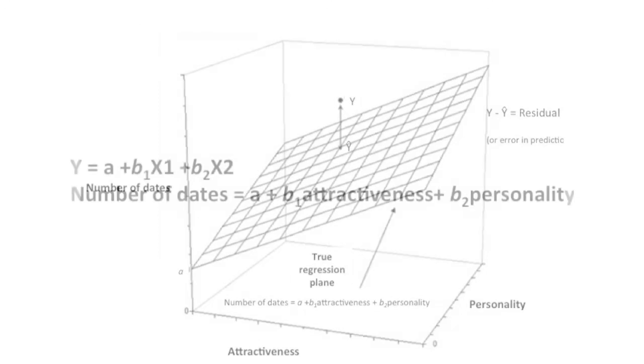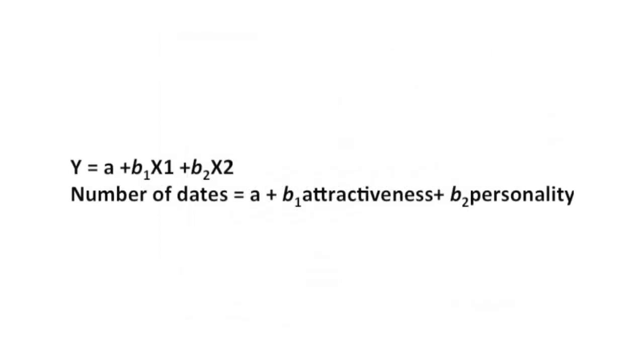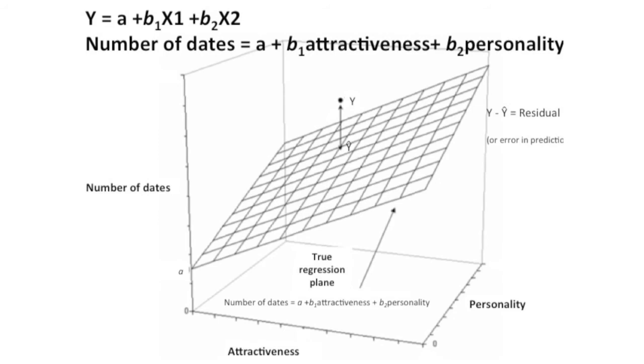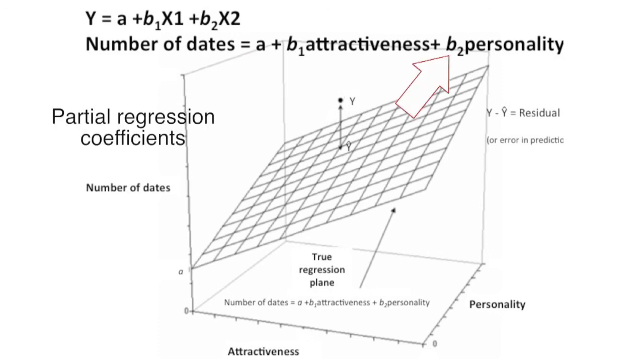So when we're looking at the equation, number of dates is equal to A plus B1 attractiveness plus B2 personality, the model is linear because it's linear in the parameters A, B1 and B2. The model describes a plane in the three-dimensional space of the number of dates, attractiveness and personality. The parameter A is the intercept of this plane. Parameters B1 and B2 are referred to as partial regression coefficients.